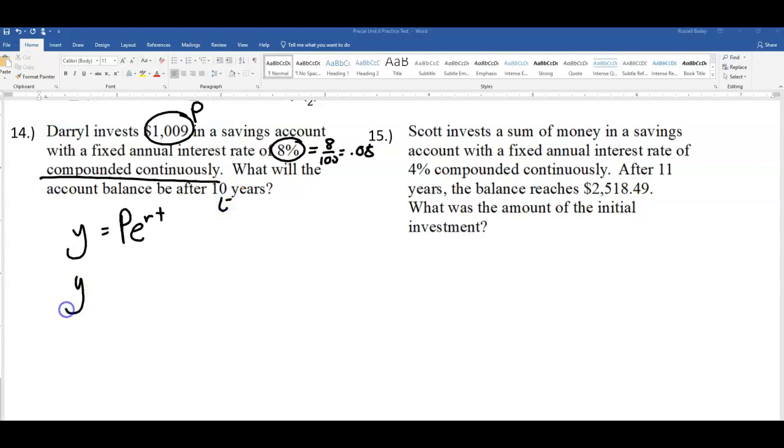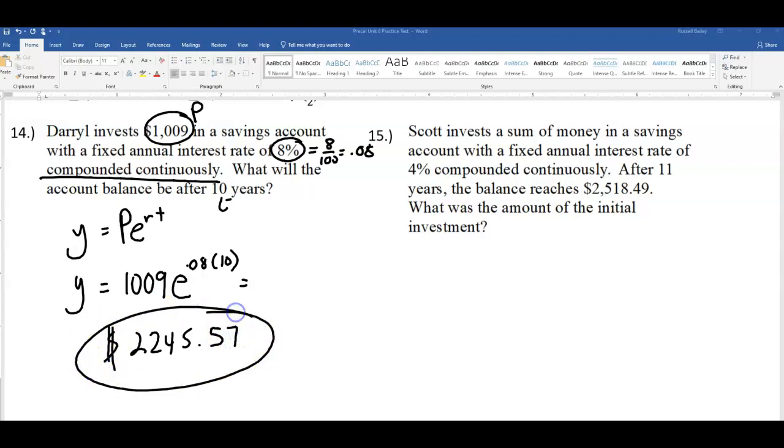So if we go ahead and plug all this stuff in, the rest of it's a calculator problem. And I'm getting 2245, and since we're dealing with money, we'll round it to the hundredths place. So if I invested money that was being compounded continuously for 10 years, it would go from $1,009 to $2,245.